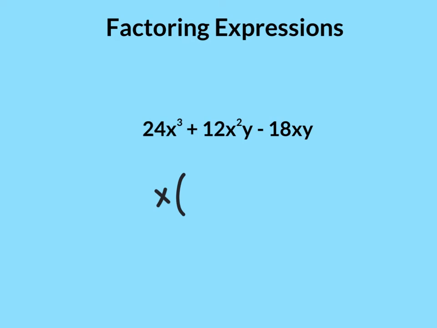I can pull out a 3 from each of them. And if I can pull out a 2 and a 3, I can pull out a 6. And I cannot pull out a 12. So 6 is the greatest factor I can pull out. So pull out my 6.